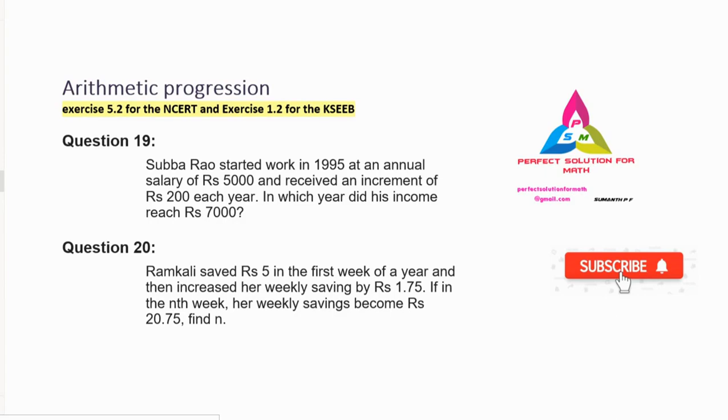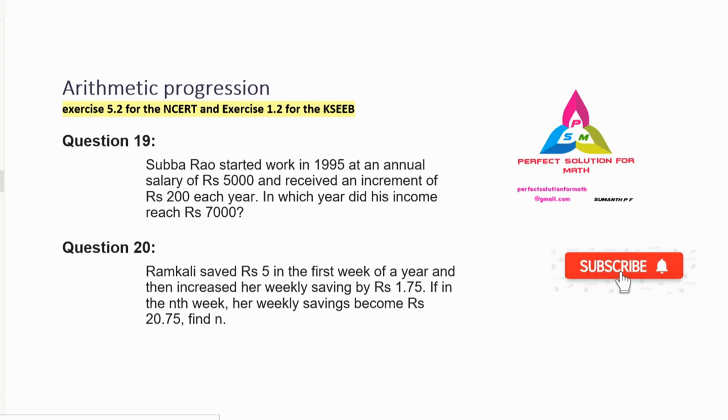Today we are going to learn arithmetic progression, that is exercise 5.2 for the NCERT and exercise 1.2 for the KSEEB. Here we are going to learn two questions, question number 19 and 20.